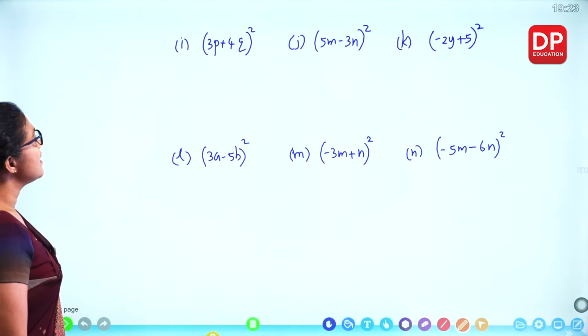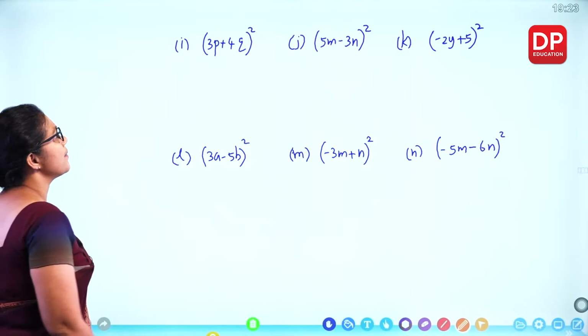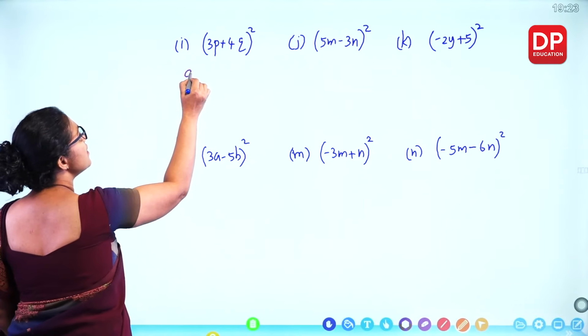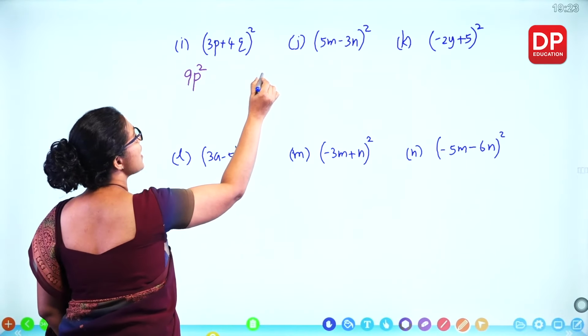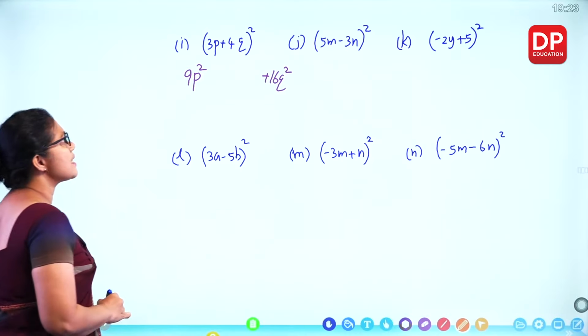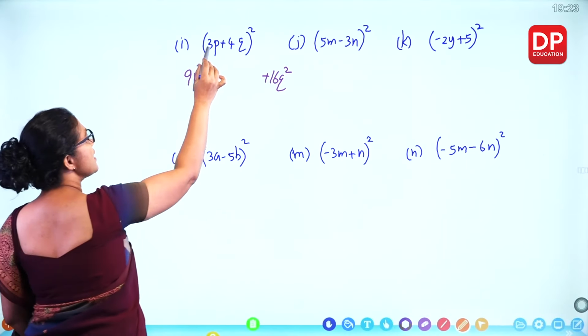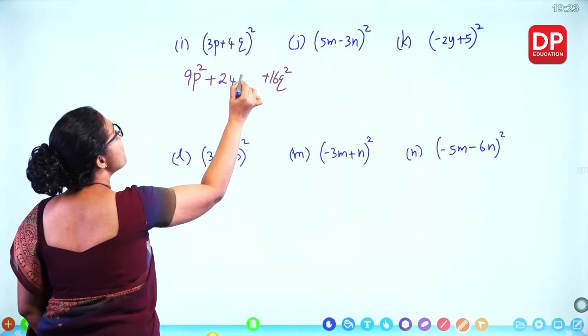Now we'll take these questions. Again, same thing you are applying. First term squared, 9p squared. Last term squared, 4 times 4, 16q squared. What's the middle term? 2 times 3 is 6. 6 times 4, 24pq.